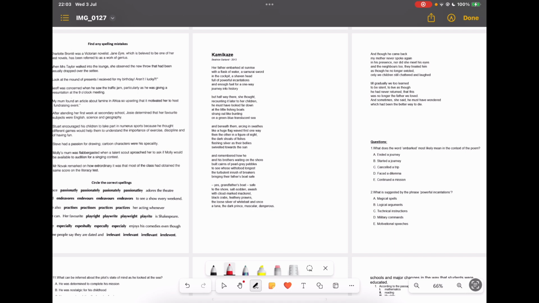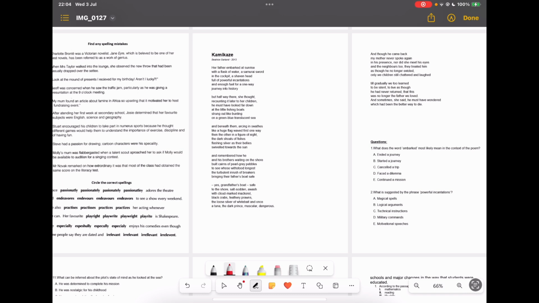So her father embarked at sunrise. With a flask of water, a samurai sword in the cockpit, a shaven head full of powerful incantations, and enough fuel for a one-way journey into history. But halfway there, she thought, recounting it later to her children, he must have looked far down at the little fishing boats, strung out like bunting, on a green-blue translucent sea.